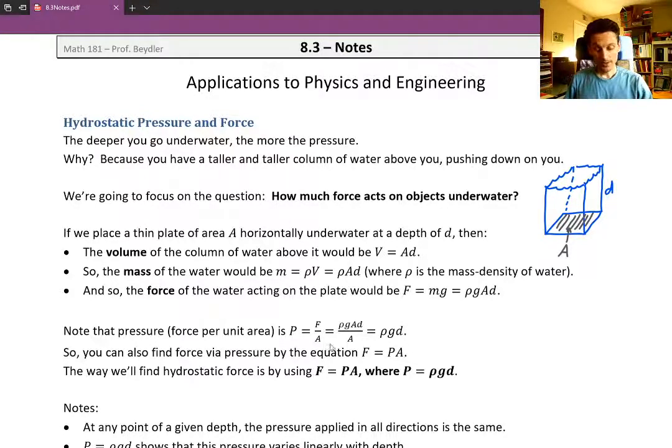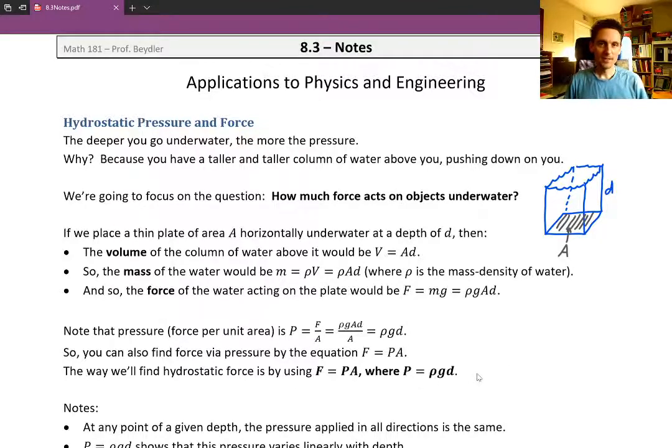Now, one good thing to notice is that this also gives us a way of breaking down our calculation for force. You can write force as pressure times area by solving the equation P equals F over A for F. Just multiply the A over and you've got F equals PA. So usually in our problems, we'll figure out what the pressure is using the rho g d formula, and then we'll figure out what the area is of our object underwater, and then we'll multiply those two things together to get the force that's acting on the object. So that's going to be the hydrostatic force.